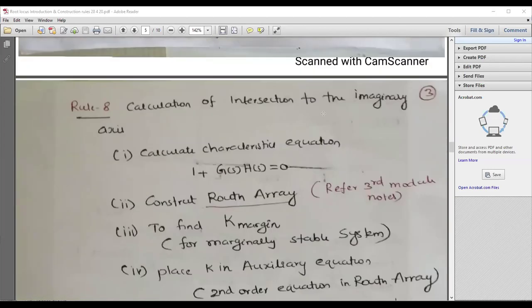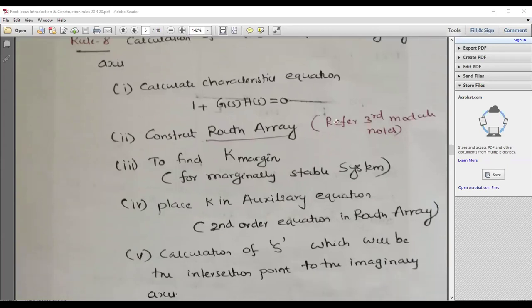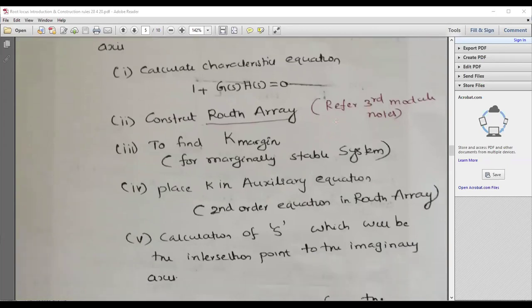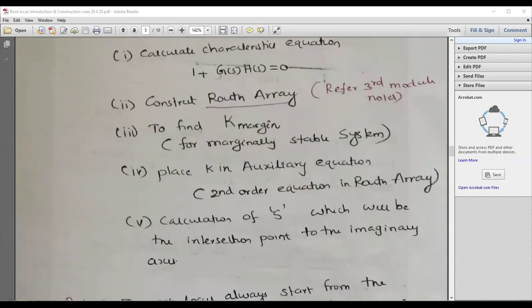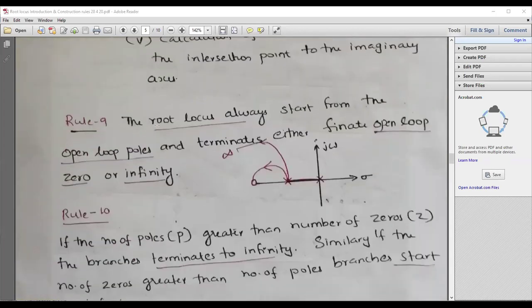Rule number 8, calculation of intersection to the imaginary axis. You can use the Routh array. So 1 plus G(s)H(s) equals 0. Later, look at the denominator, then construct the Routh array, then find the value of K, the K margin, and you can identify whether it is stable or not. Clear?